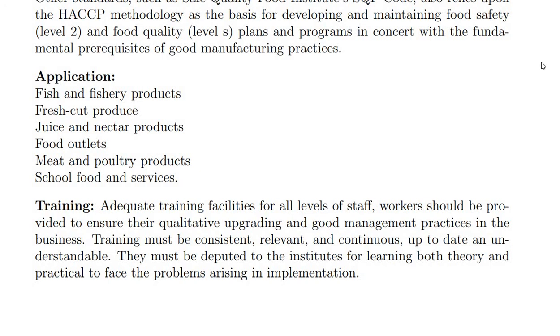So, you have to train your workers. They must be deputed to institutes for learning both theory and practical, to face the problems arising. Theory covers the problem; practical is to face the problem. The training program will be conducted at all levels, with staff and workers. So we will be able to do the quality update and the day-to-day update on the maintenance schedule.